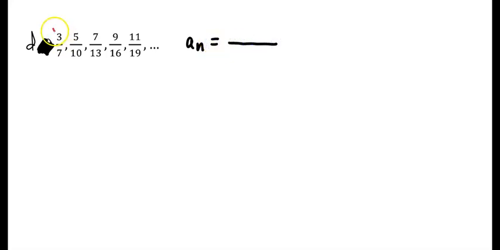When I look at the numerator, I do notice that all of the numbers in the numerator are odd. So I want to write an expression for what an odd number looks like. Well, an odd number looks like an even number plus 1. And an even number looks like 2 times an integer. So notice here, if I plug in n is equal to 1, I do get 3. If n is equal to 2, we get 5, and so on and so forth. So we've taken care of the numerator.